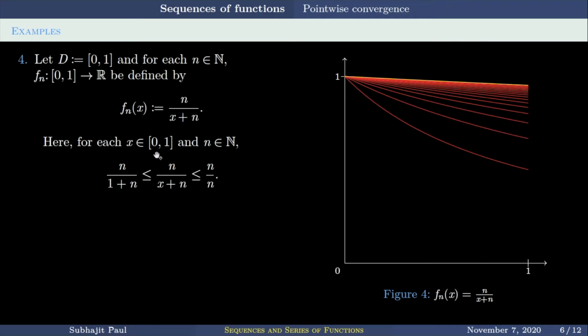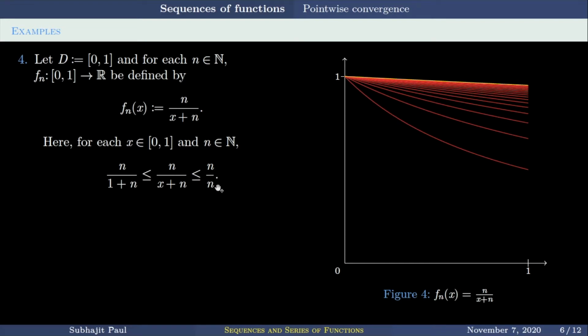For each value x in [0, 1], we have n over x plus n bounded by these two values, n over 1 plus n and n over n. These bounds are obtained by putting the smallest and the largest value of x. Since x is sitting in the denominator, the largest value of x will result in the smallest value of this quantity, so n over 1 plus n is the smallest value, and the smallest value of x will result in the highest value of this quantity, so n over n.